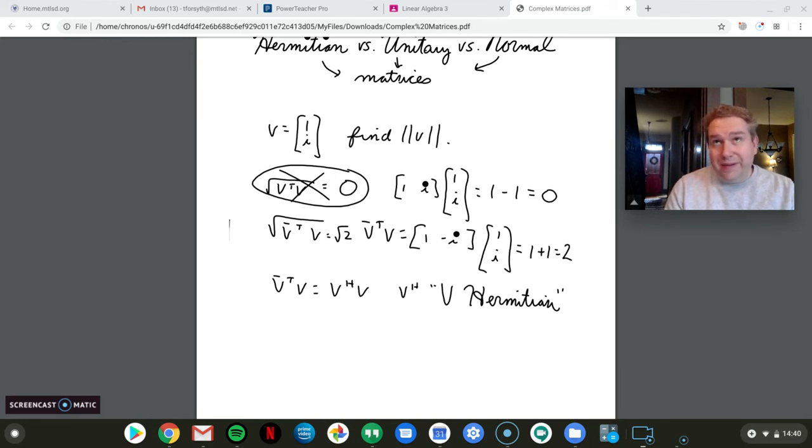It's the same thing if it's a real vector. It's just that a real number is its own conjugate. So v Hermitian v works for all cases basically, but it's necessary with a complex vector.